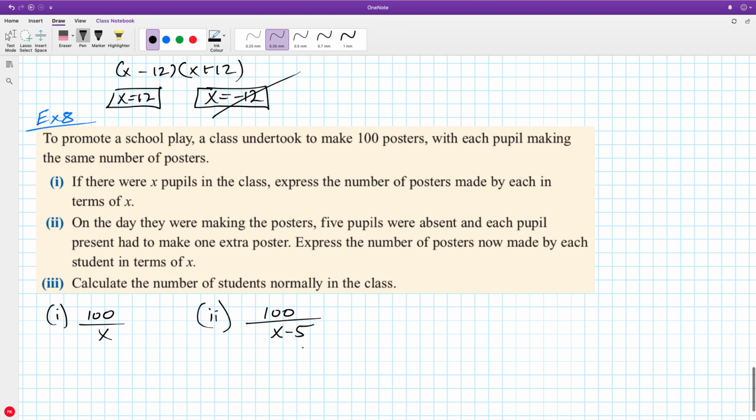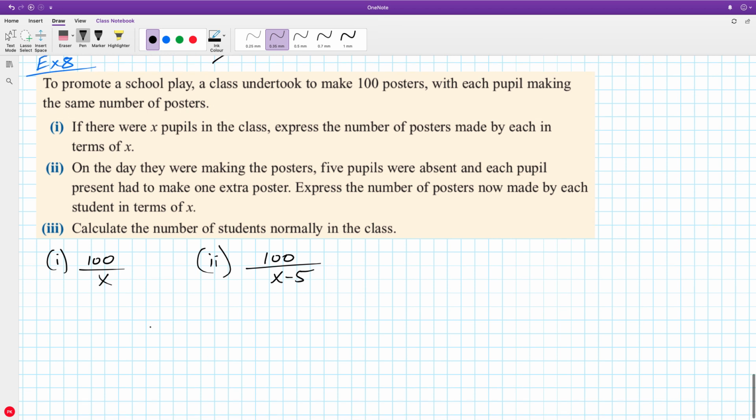Brilliant. So, we now create our equation. 100 over x is equal to 100 over x minus 5. It's not though. It tells us when 5 pupils were absent, each pupil present had to make 1 extra poster. Right, the first day you had to make 9, and the second day you had to make 10. Are they equal? No. What do we need to do?